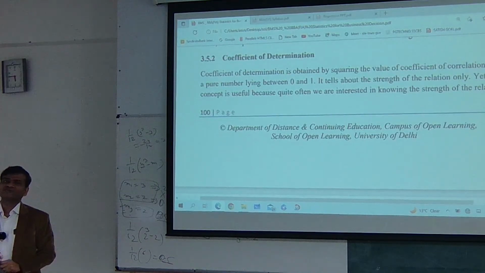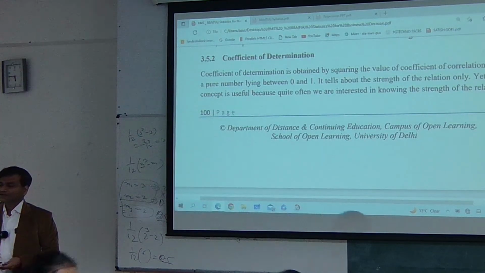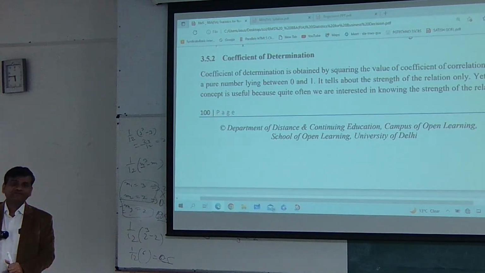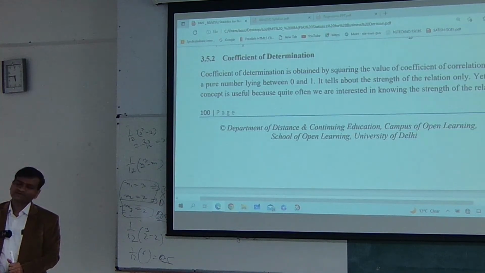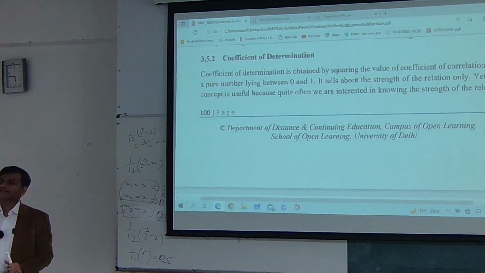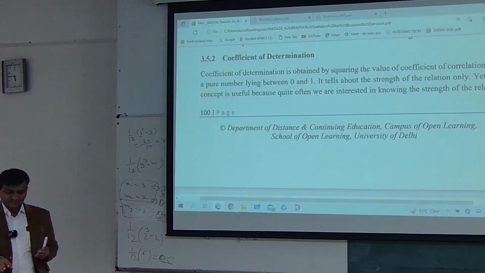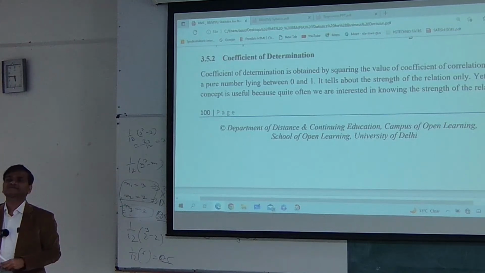Finally we have the coefficient of determination. Coefficient of determination is the third measure. We have already discussed 2 measures: number 1, covariance, number 2, correlation coefficient. There are 2 types of correlation coefficient, one is Spearman, one is Pearson. Now finally the third one is the coefficient of determination, which is very simple.